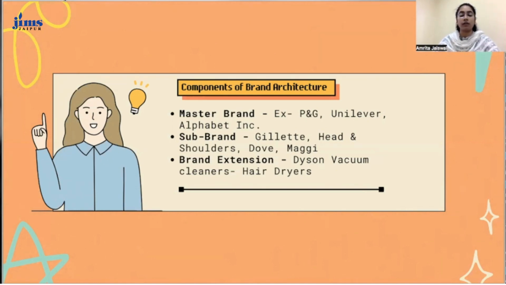In this slide, I have given the example of Dyson vacuum cleaners. Everyone knows about Dyson, right? Dyson is known for its vacuum cleaners, and only after some time they introduced a new product category, which was hair dryers. So these are the different components of brand architecture, and we will be covering more later in the next class. Thank you so much.